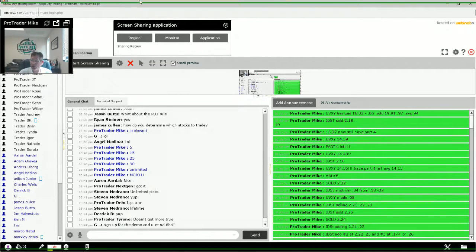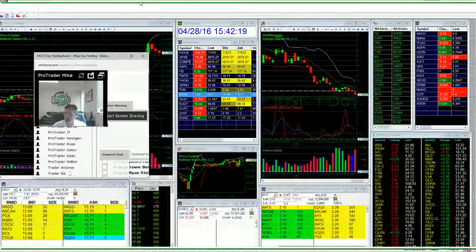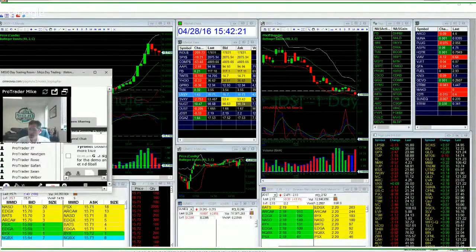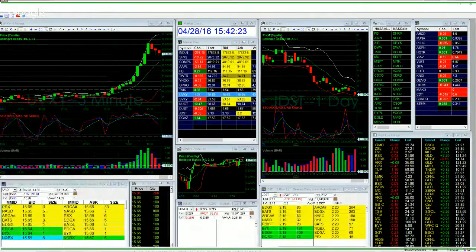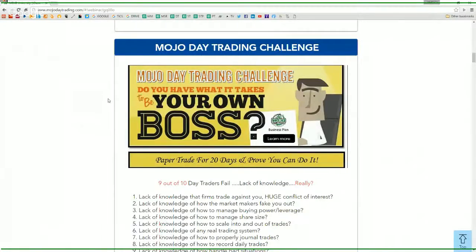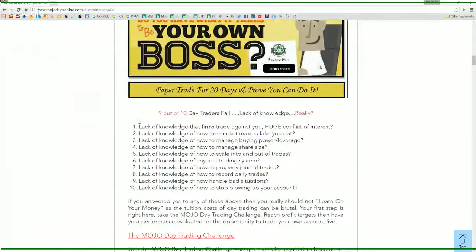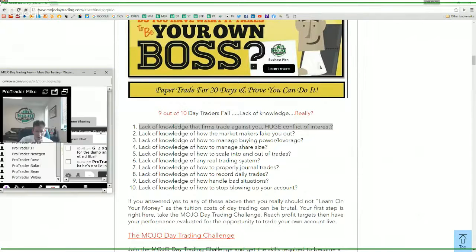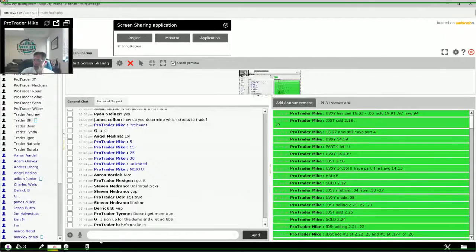That's the crystal ball. That's what you get when you join the room and then you take the class. So you could paper trade while you do that and prove for 30 days, if you don't want to risk your own money, that you can trade, because you have lack of knowledge that the firms trade against you in a huge conflict of interest. Did you know that? Did you guys know that?